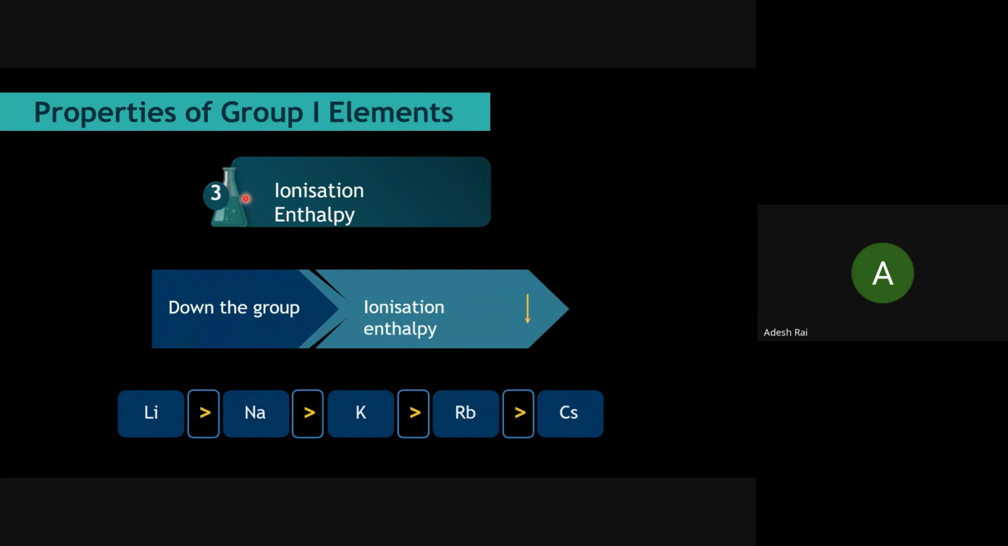Now what about ionization enthalpy? We all know as the size increases, ionization enthalpy decreases. So down the group, when the size increases, ionization enthalpy decreases. Therefore, the highest ionization enthalpy is for lithium, followed by sodium, potassium, rubidium, and cesium.